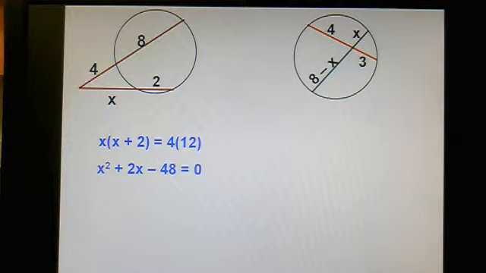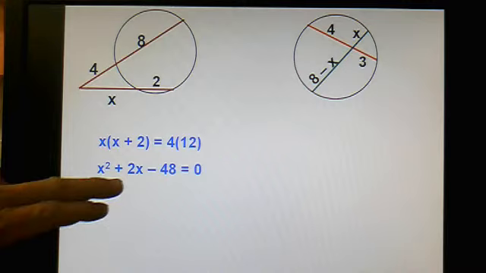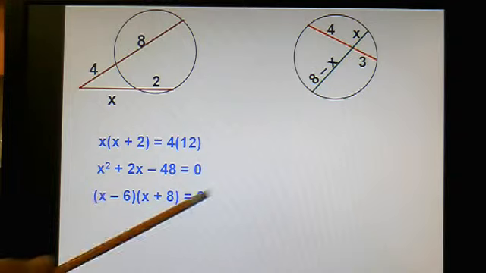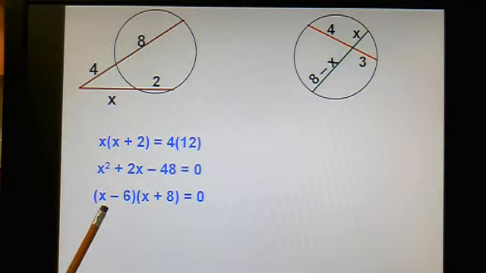Think of your factors of 48. That's not too hard. They're in your times table that have a difference of 2. And, of course, you come up with 8 and 6. Think about your signs. You want them to add up to be positive, which means the bigger one would have to be positive. And again, those are my factors. It gives me 2 solutions. This root would be positive 6, and this one would be negative 8.